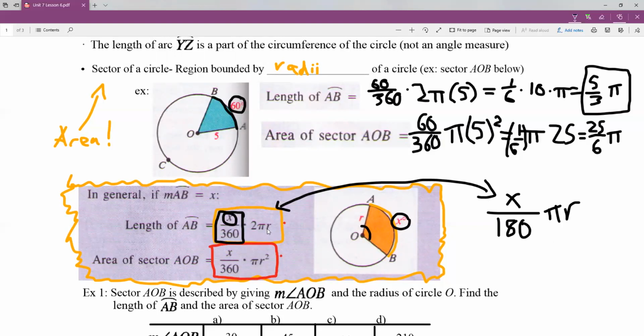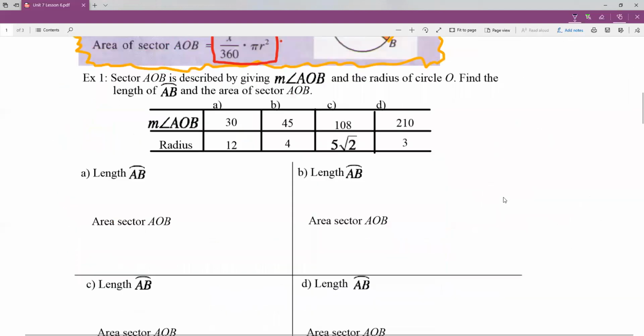Now my question to you is, are these two equations the same for the arc length? Yeah, they are. Because if I were to multiply x by 2 here, I would have 2x over 360, and then it would simplify down to this. I'm probably going to use this a lot more because it looks a little bit better and it's easier to calculate. So if you see me using this, it's the same thing as this. It doesn't matter to me or your teachers which one you use.